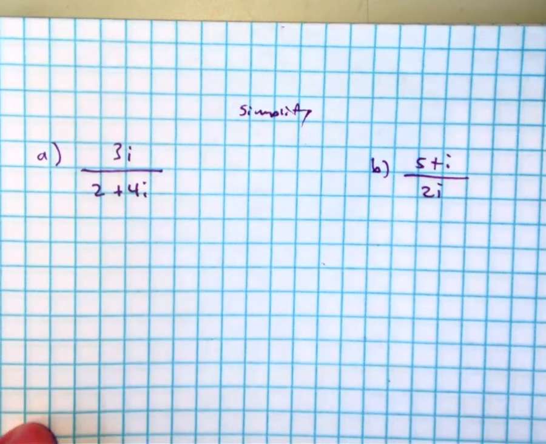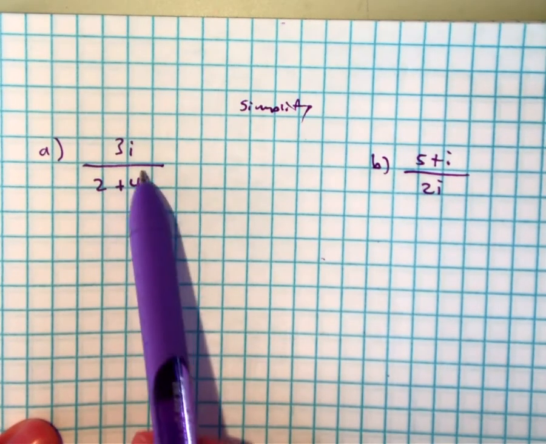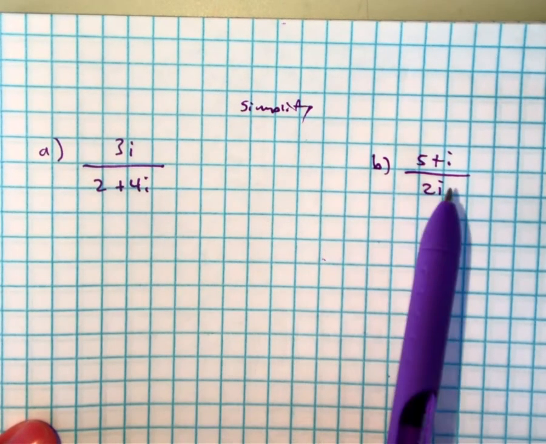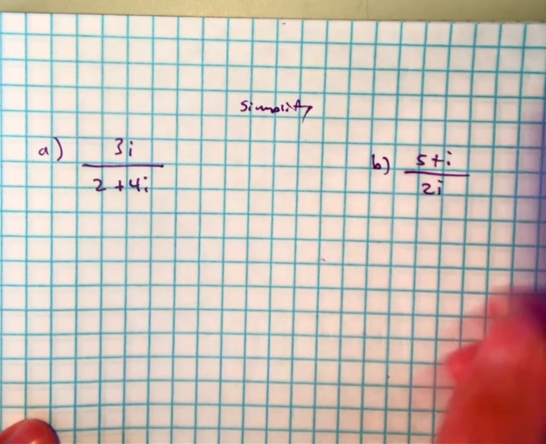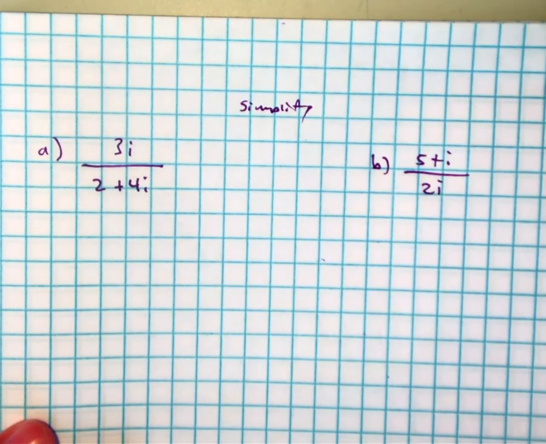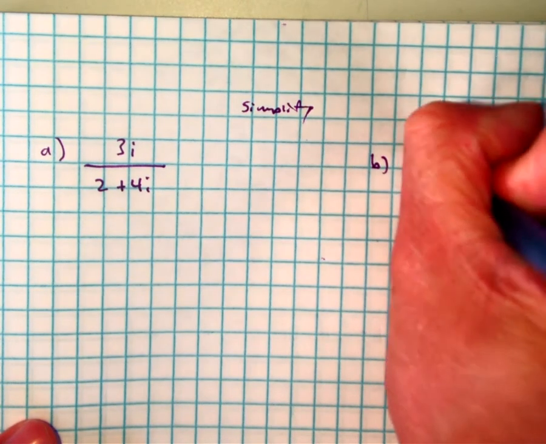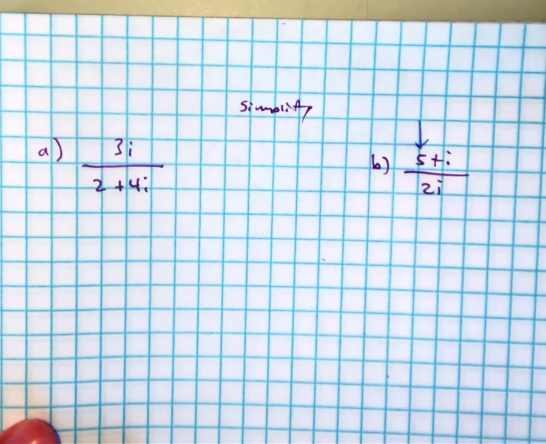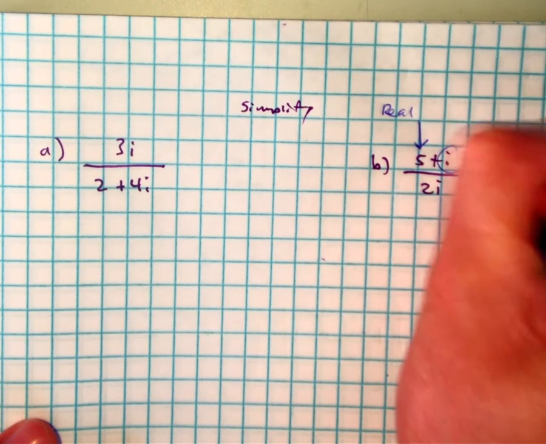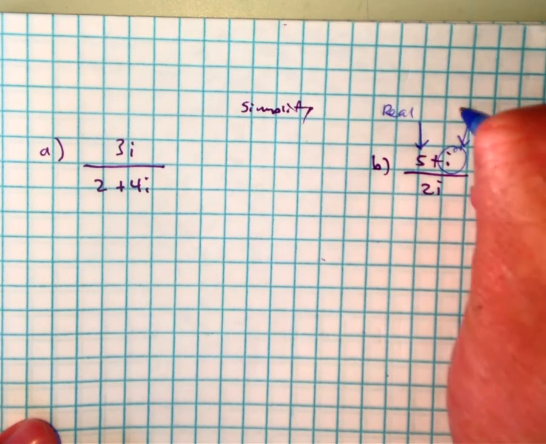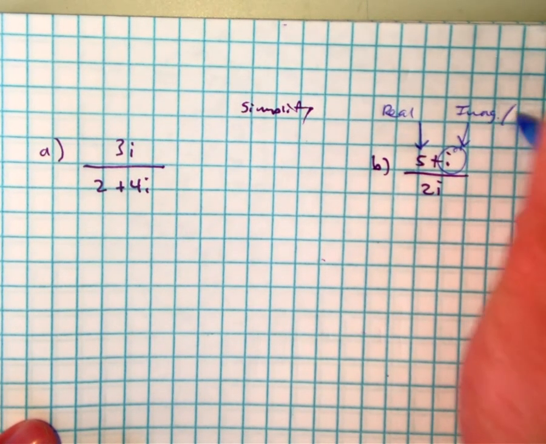In these two problems, they still ask us to simplify, but the difference now is that we have division. I'm going to go ahead and do problem B first. In the numerator, we learned yesterday that the 5 represents the real, and the I represents the imaginary, the complex.